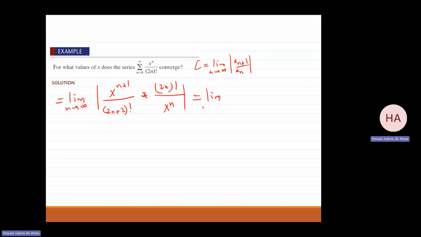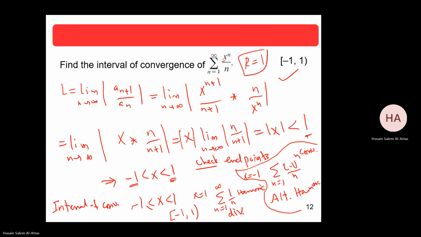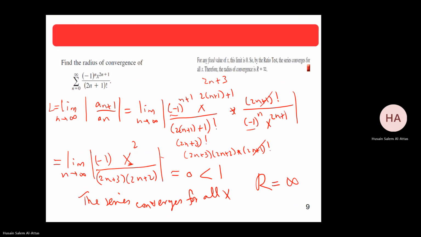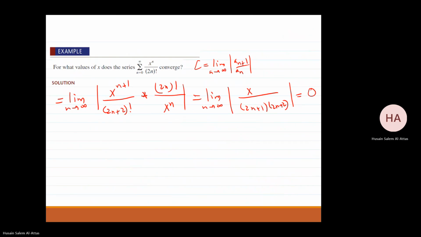That will be limit x over 2n plus 1. We did something similar. And that is equal to infinity. No, that will be 0, sorry. That will be 0. Because it will be x over infinity, which is 0, which is similar to this one. Yeah, you have x over n. So L, which is less than 1, always less than 1.